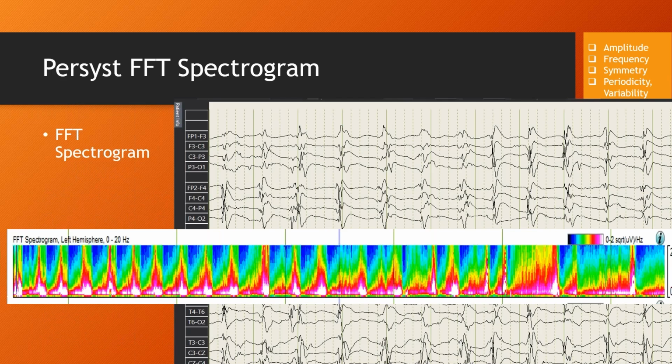This is another example of the status epilepticus patient using the FFT spectrogram. So you can see again the scale, and this is up at the top on the right of the trend. You can see the range 0 to 20 hertz, and it shows these bursts of seizure activity quite well.